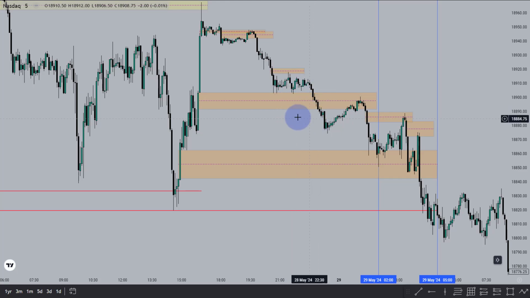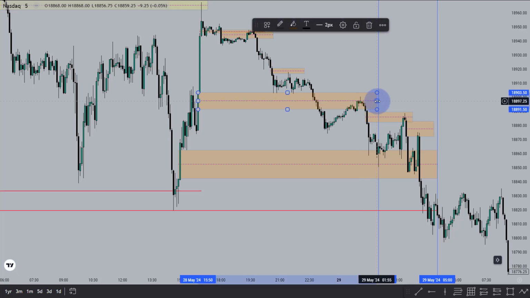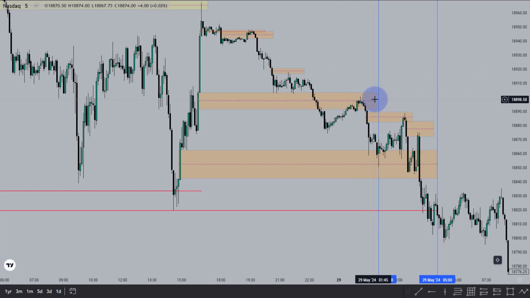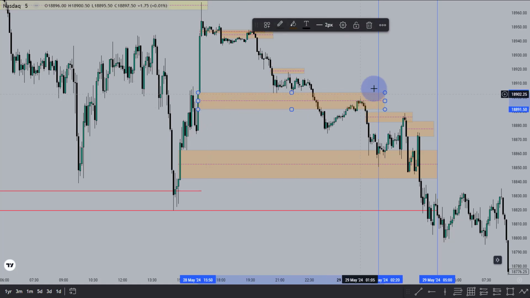Finally, the market reached through the entry fair value gap, came back again to the constant encroachment, and didn't close above the constant encroachment. This is the sign the market is bearish. If it could close above the constant encroachment, that wouldn't be a sign of bearishness. Where is the part of the fair value gap holding the price?